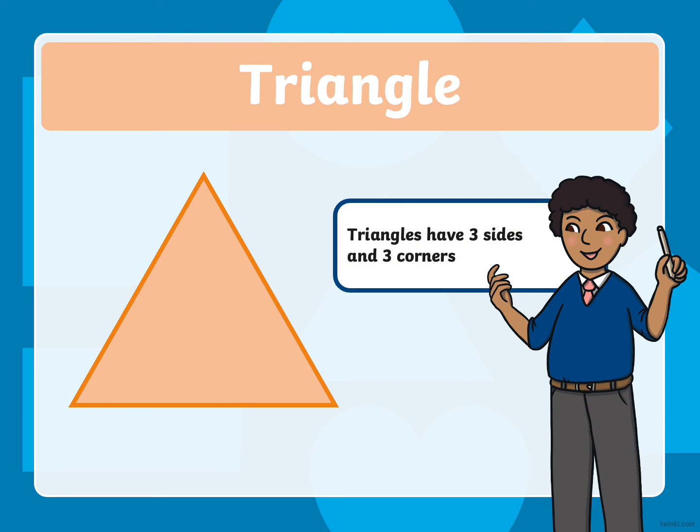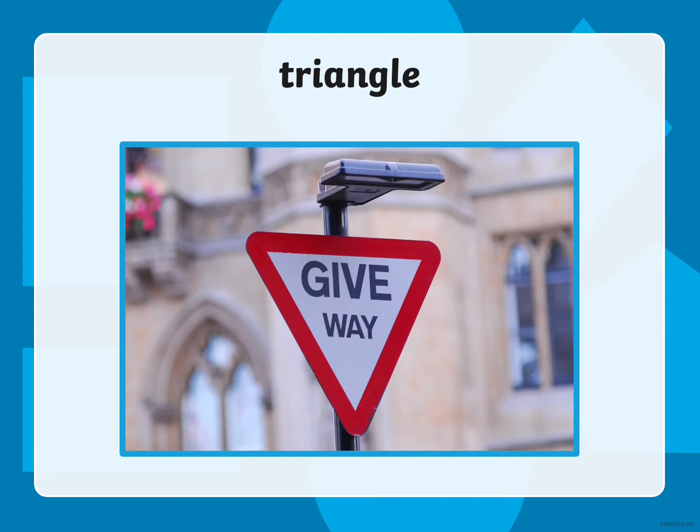The next shape is a triangle. So triangles have 3 sides and 3 corners. One is a giveaway sign, so you might see that when you're going for a nice walk today.